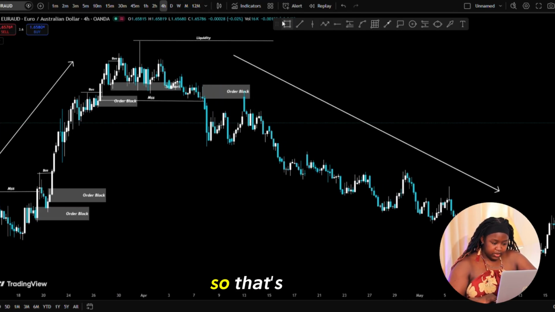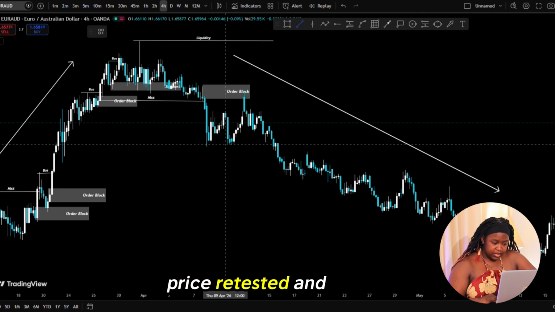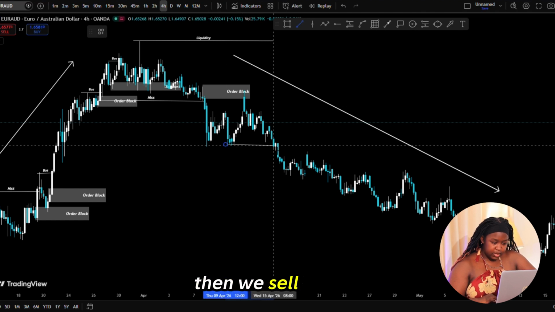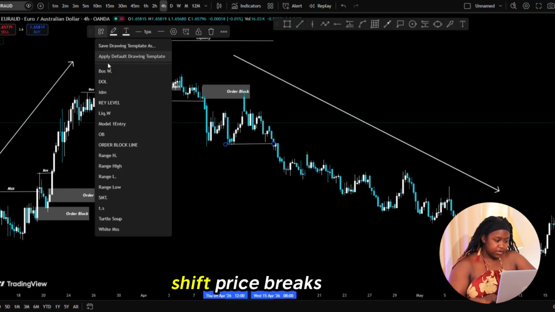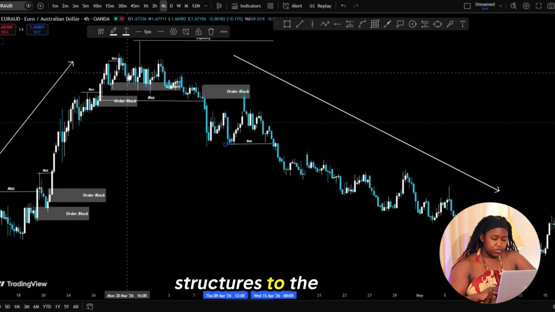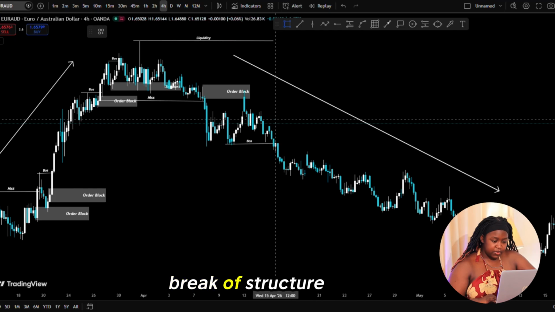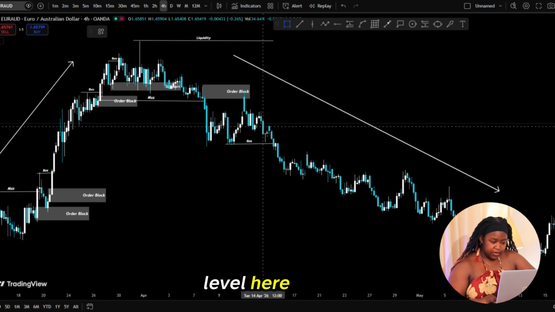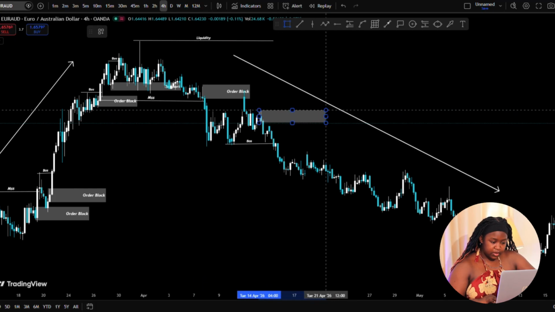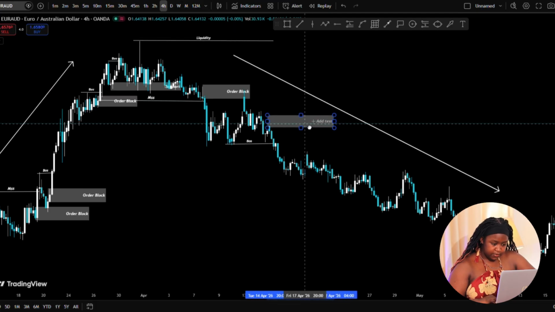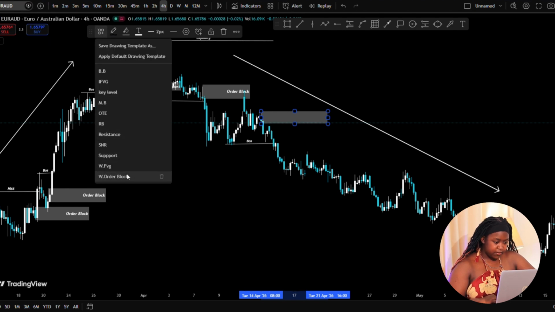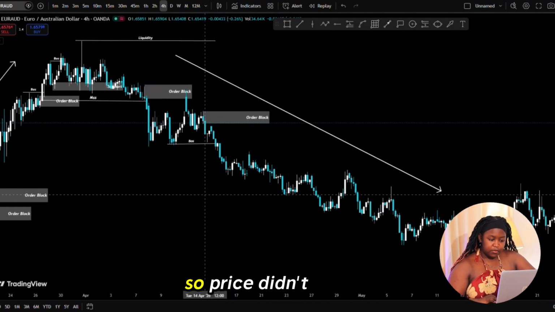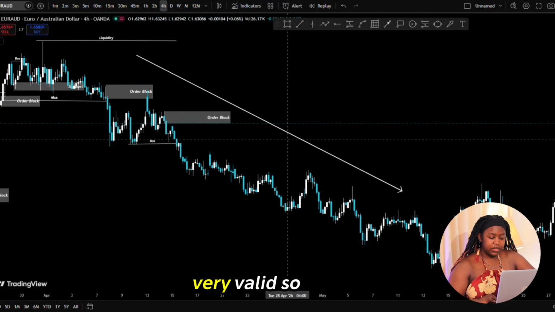So that's price retraced and then we sell. Another break of structure here. So after a market shift, price breaks structures to the downside or to the upside. That's according to market trend. So that's a break of structure. And a key level here, with a clear fair value gap, that's an order block. So price didn't retrace, but it's very valid.